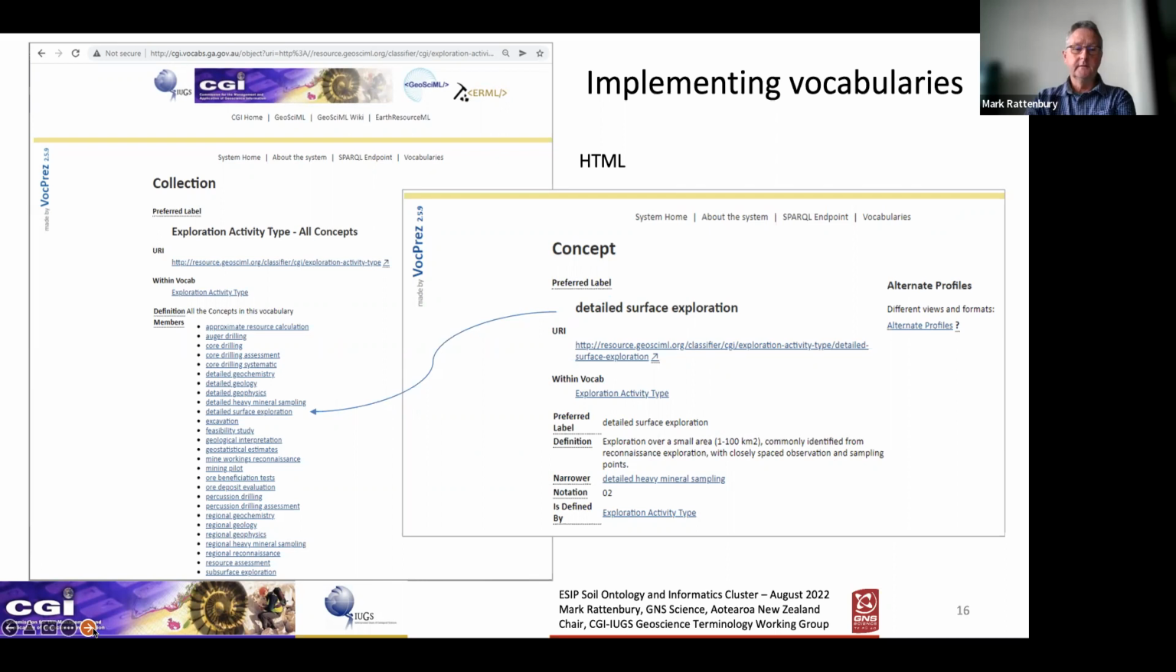Next slide, please. And this is kind of the end result. I'm sticking with this particular vocabulary around the exploration activity type, and this is an example of the HTML version of that vocabulary once it's published. You can see things like its definition there, narrower terms, broader terms potentially, and the links to the resource. Next slide.